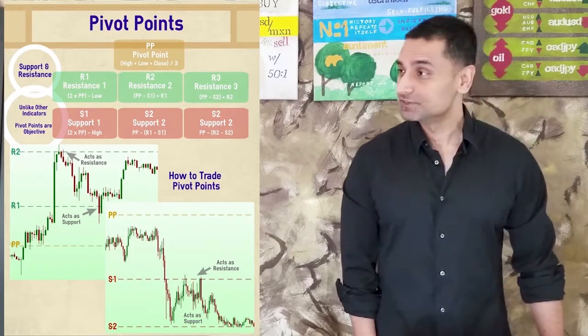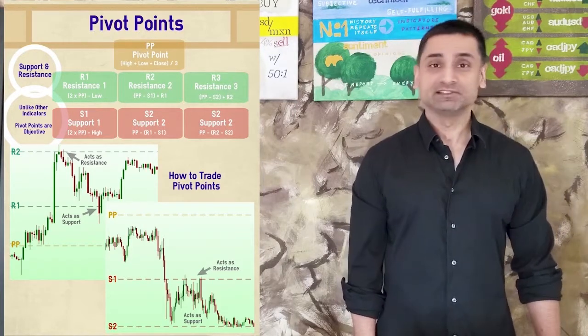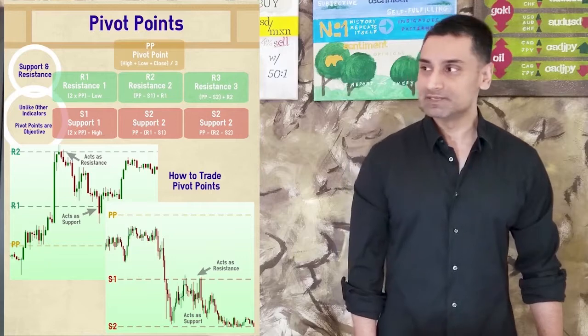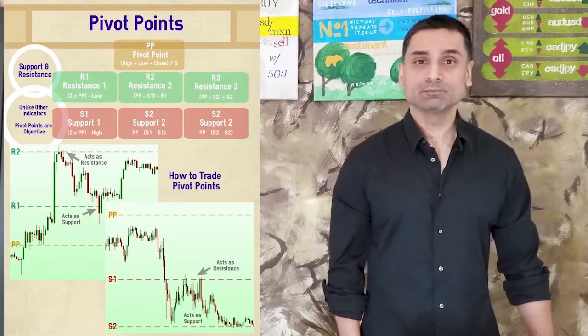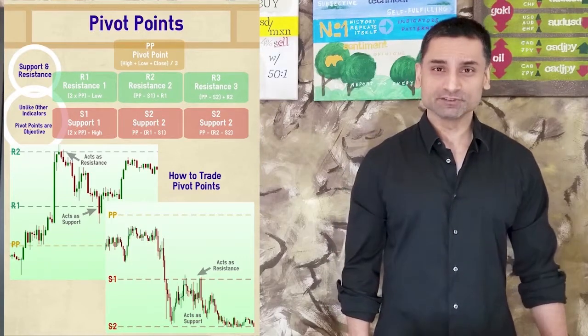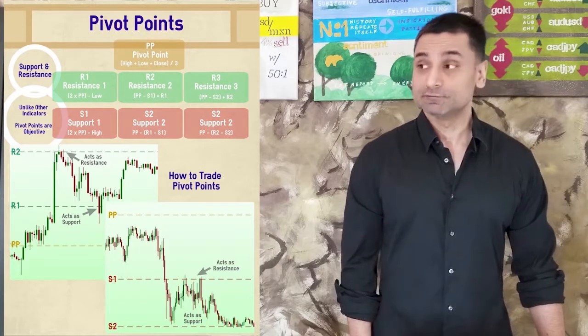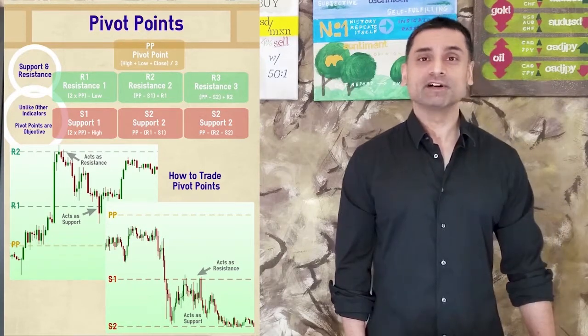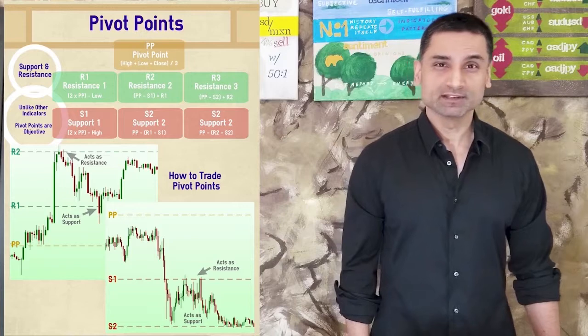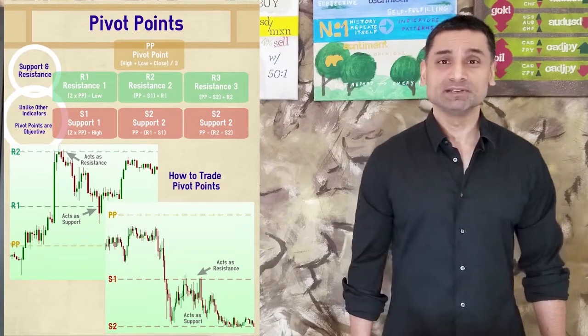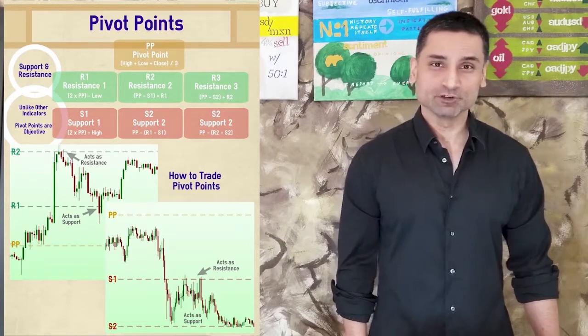As you can see on the infographic, the first line is the pivot point line, labeled PP. This is the high plus the low plus the close divided by 3. The first line above that is the R1 line, or the resistance 1. It is 2 times the PP minus the low of the previous day.